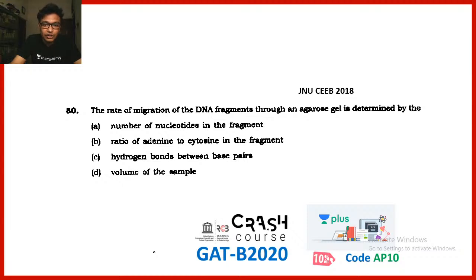Okay, so moving on to the next question. The rate of migration of DNA fragments through an agarose gel is determined by: number of nucleotides in the fragment, ratio of adenine to cytosine, hydrogen bonds between the base pairs, volume of the sample. So can you guys tell me, have you guys done these kind of experiments like agarose gel electrophoresis in your college? Saurav Das is saying that the answer would be A. So Tamagna Chakraborty is also saying the answer would be A. So a lot of Bongs are here today. So let me get the answer from everybody and then I'll say.